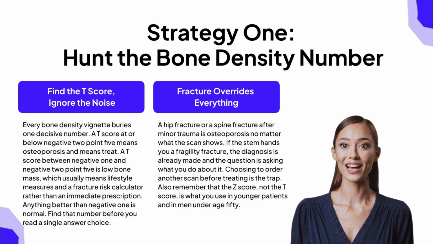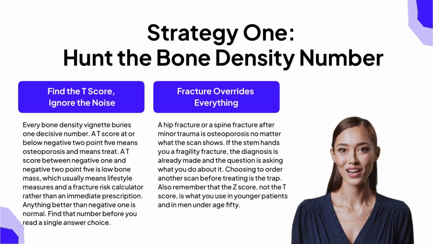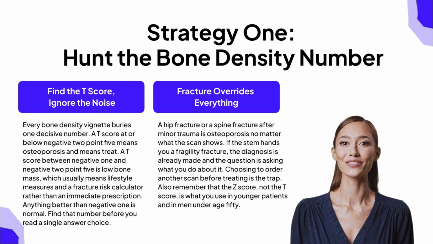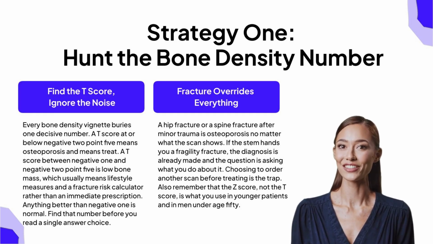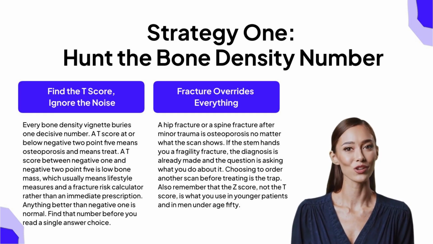A T-score at or below -2.5 is osteoporosis, and osteoporosis means treat. Between -1 and -2.5 is low bone mass, usually lifestyle measures and a fracture risk calculator. Better than -1 is normal, but fracture overrides everything.